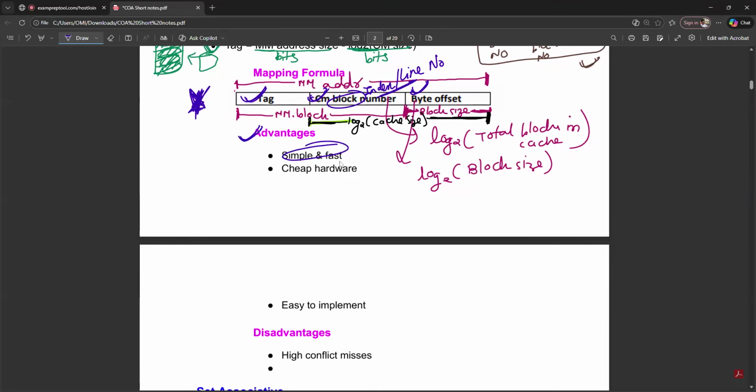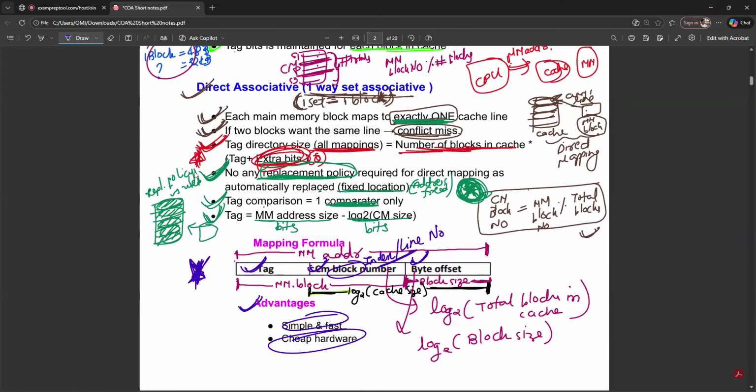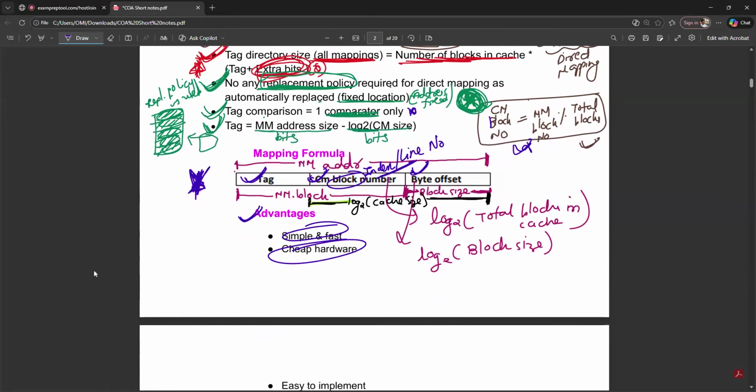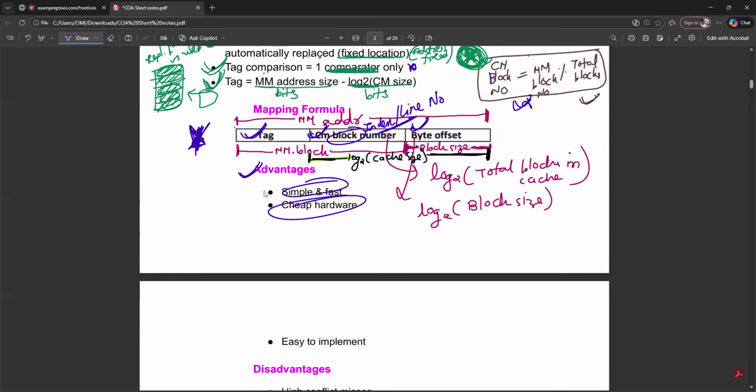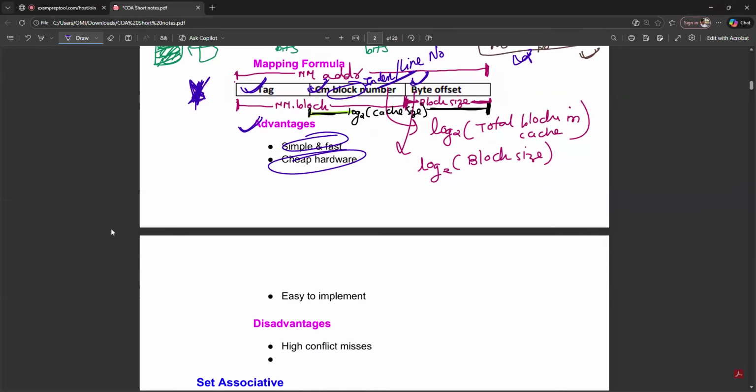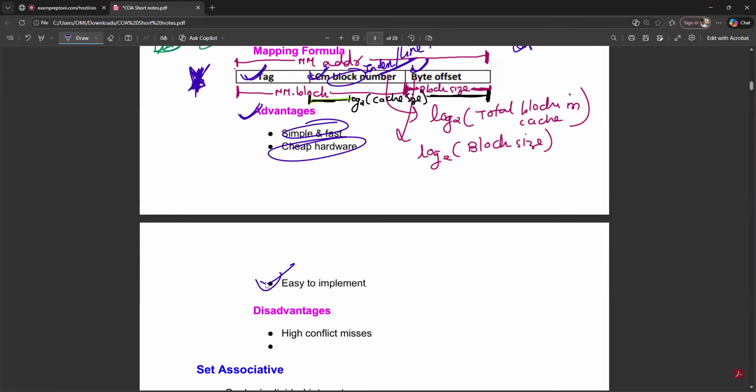Now moving to the next point, what are the advantages? The advantages are that it is simple and fast. It has cheap hardware, because it is simple. You can easily find the address with the help of this information. Only one comparator is required, so the hardware is cheap and everything is simple and fast. A simple formula is used here, this is simple mapping, and it is also easy to implement.